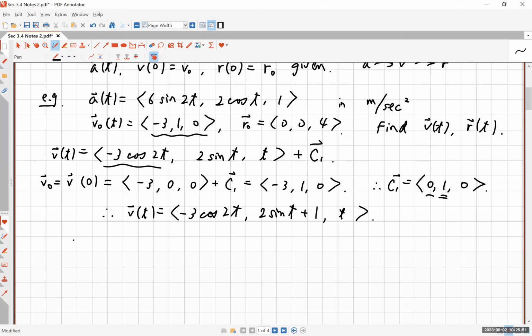And now we go backwards to the position function by integrating this again. Now this could be a little tricky. Negative cosine becomes negative sine. And because of the chain rule, you'll have negative 3 halves sine 2t. Again, immediately I try to differentiate this thing, and you'll see that it's going to be negative 3 times cosine of 2t, so that's fine. The antiderivative of 2 sine would be negative 2 cosine t.